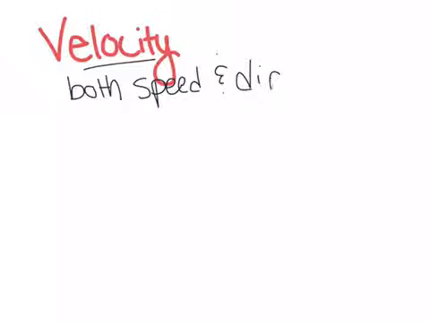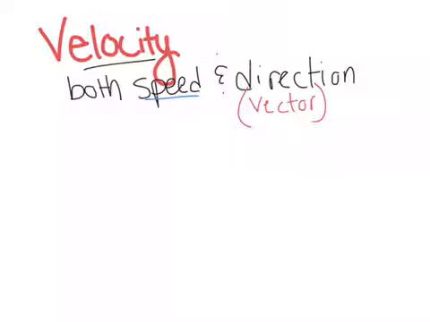Velocity is different from speed because velocity measures both speed and direction. Earlier in the week you were looking at the word vector. And a vector is just a measurement that includes the direction of travel. So the only difference between speed and velocity is that velocity tells you not only how fast you're going, but also in which direction you're going.